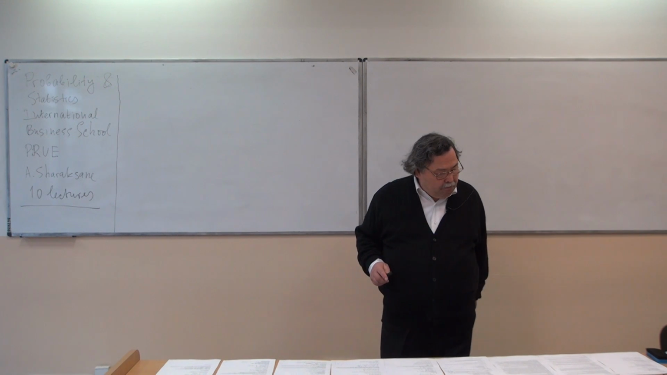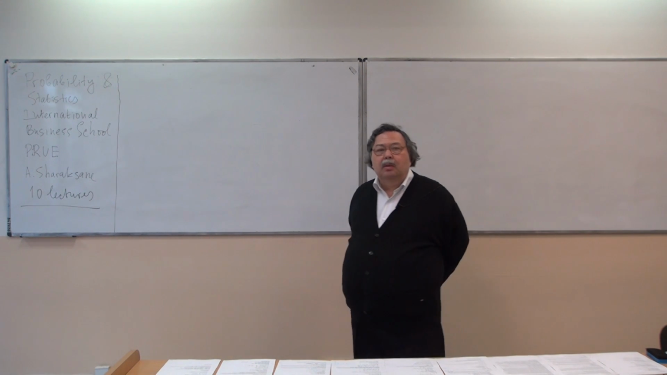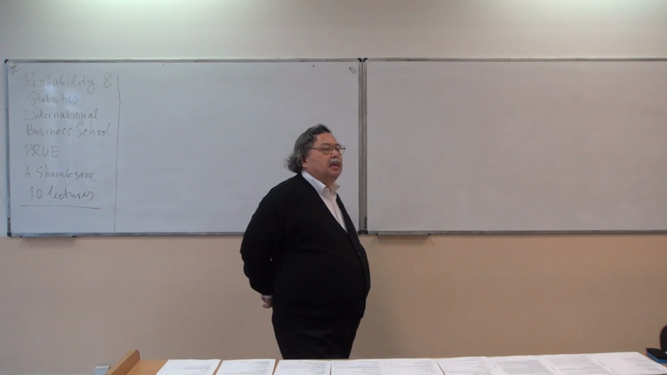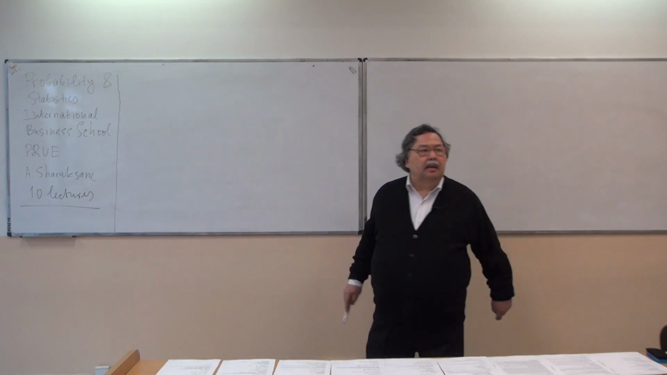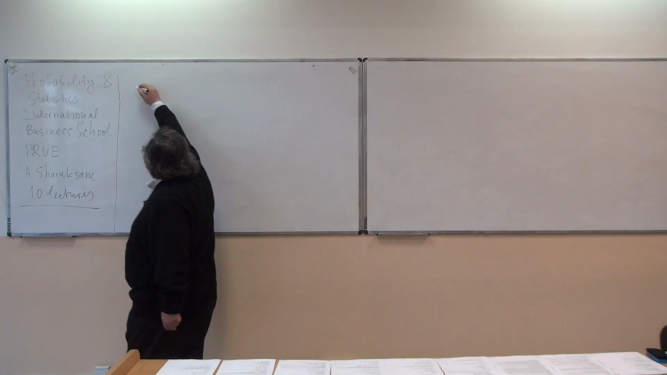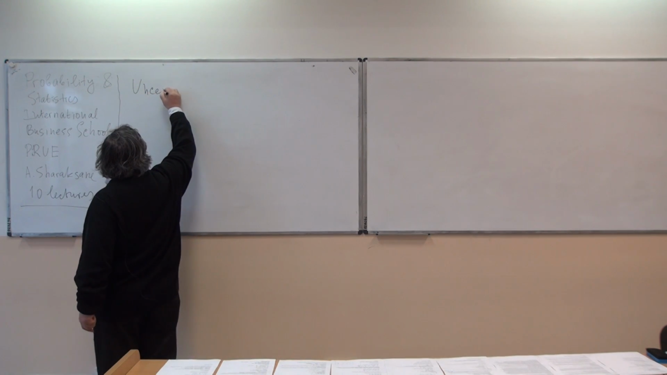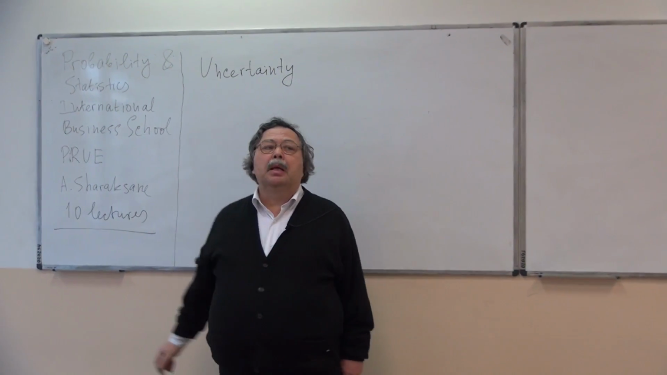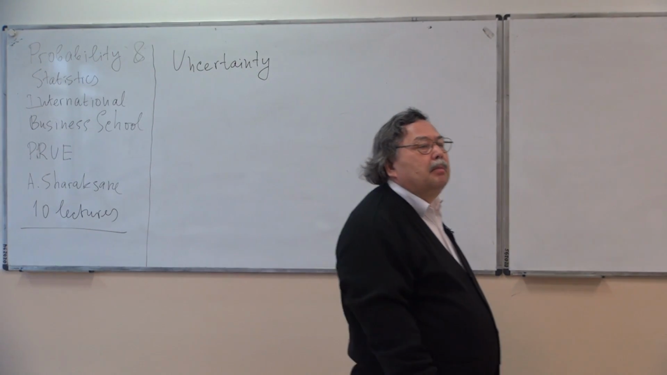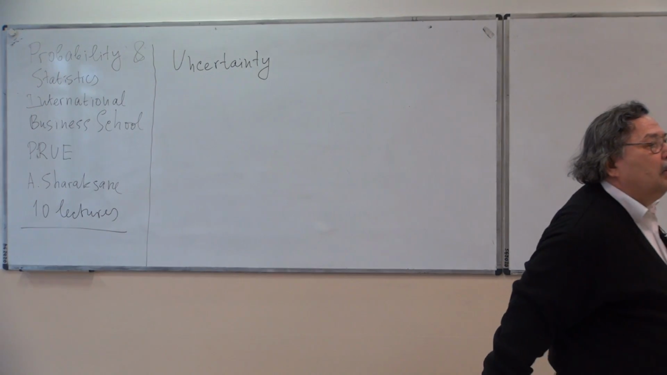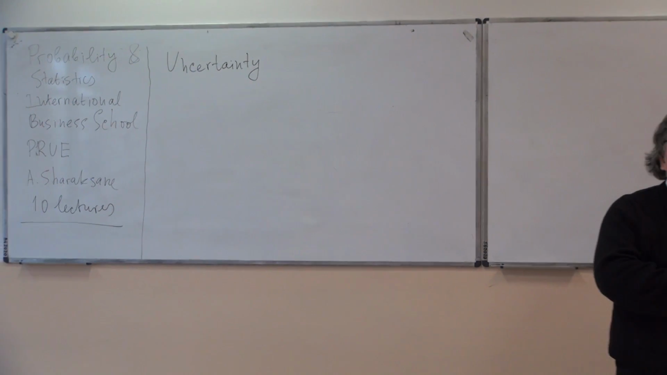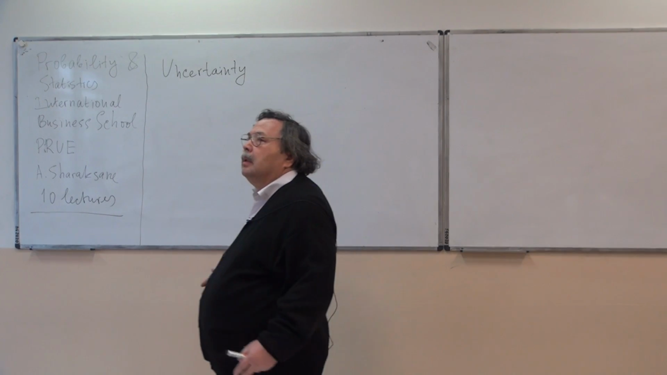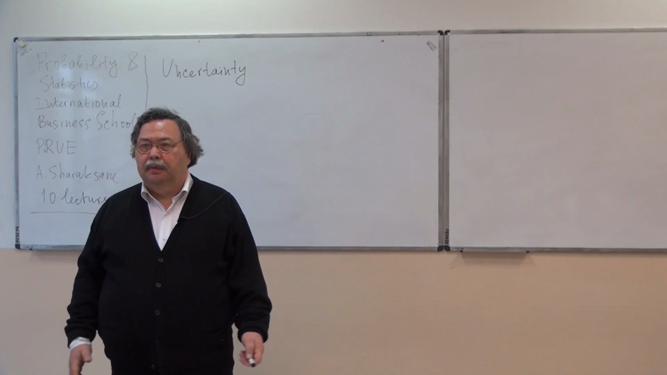Okay, now what is probability theory about? Probability theory is a science that deals with uncertainty. Uncertainty. And uncertainty is something that we meet with everywhere and always, whatever we do. Every one of us meets with uncertainty in our everyday life.